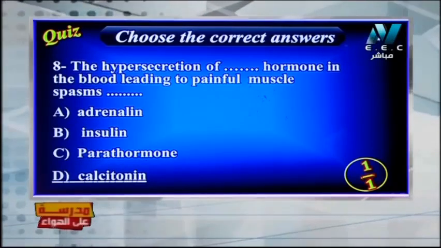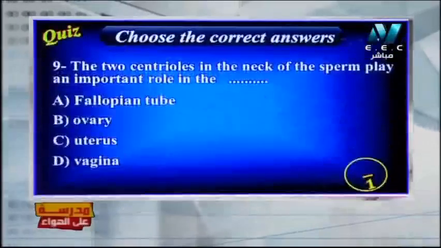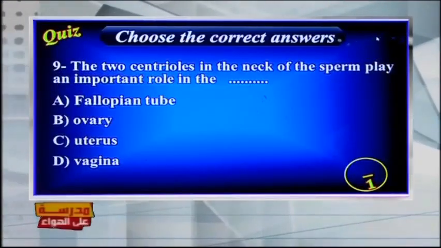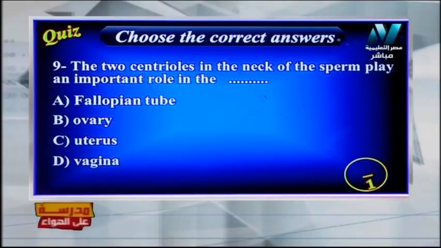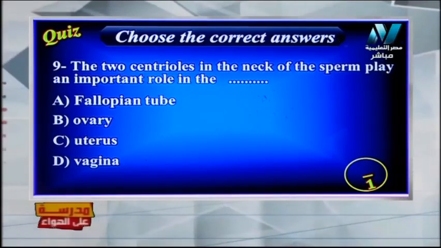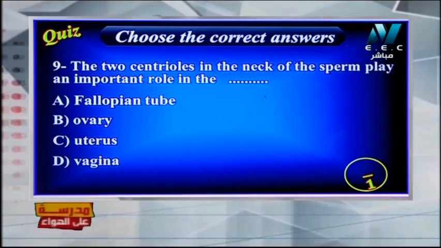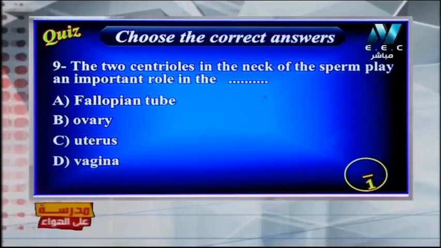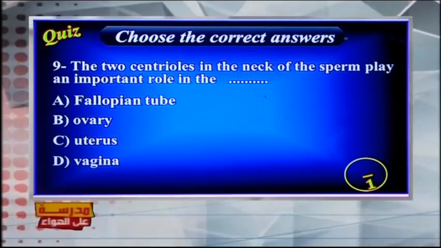question number 9. The two centrioles in the neck of the sperm play an important role in the ...: fallopian tube, ovary, uterus, vagina. مع حضرتك 10 ثواني تقول لي رايت انسر. ده سؤال سهل.